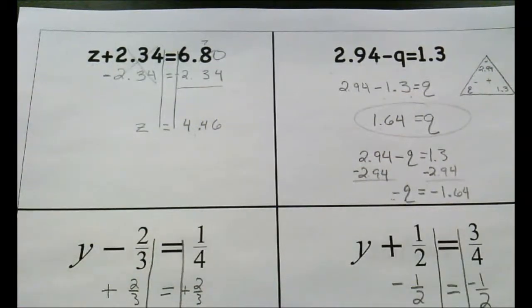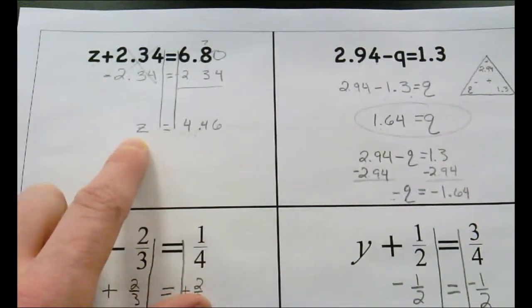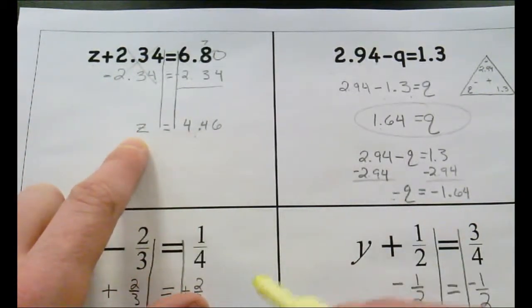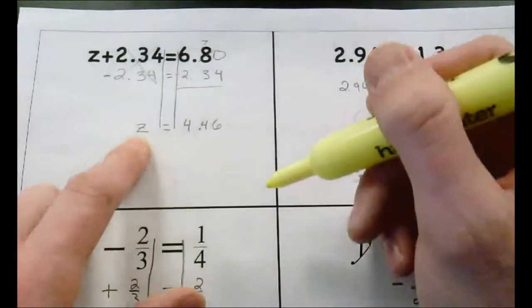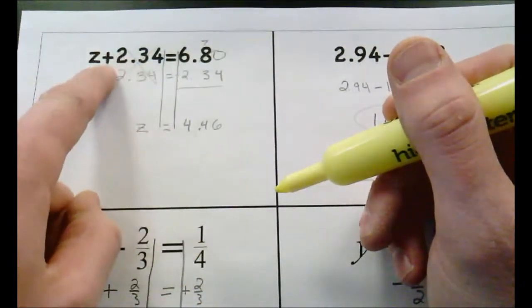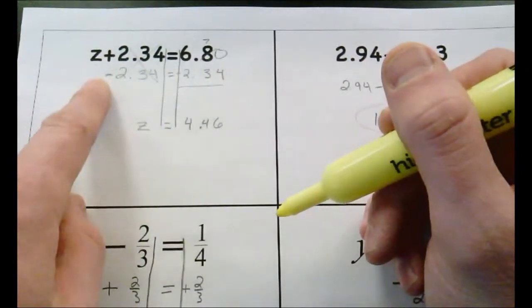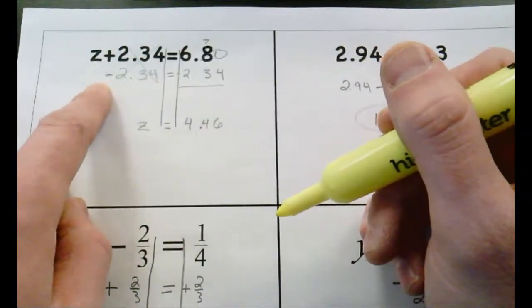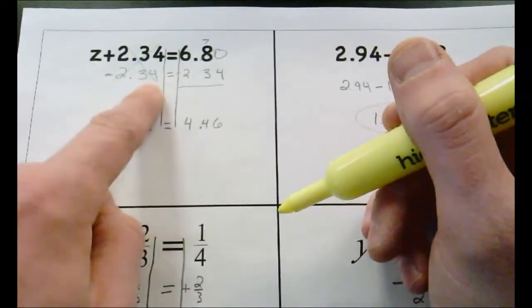Understanding that I want to maintain equality while still solving for what z would equal, what students have been working on is what we called isolating the variable. I want to get z all by itself. In order to do this, I need to somehow get rid of my plus 2.34. Well, to do that, I use the inverse operation. The opposite of addition is subtraction. So I'm going to subtract 2.34.